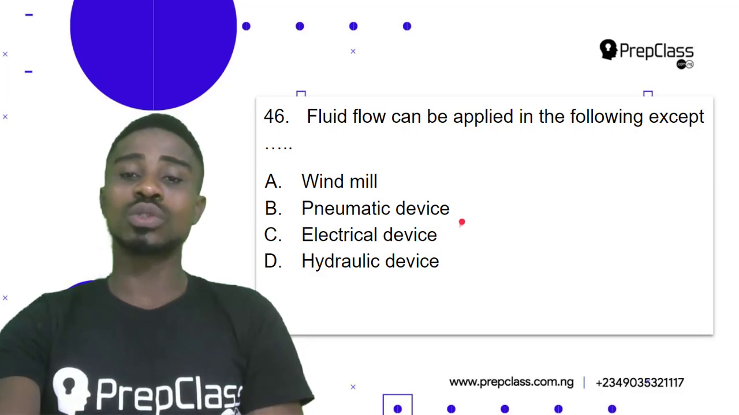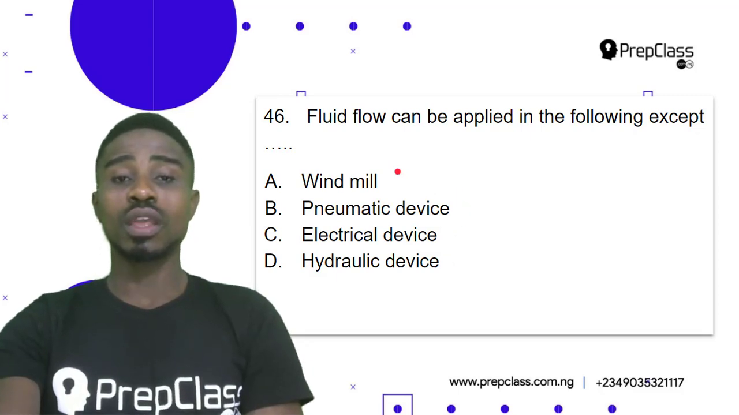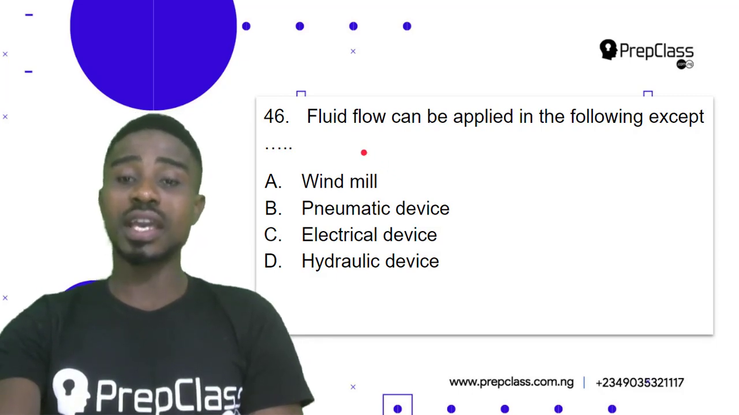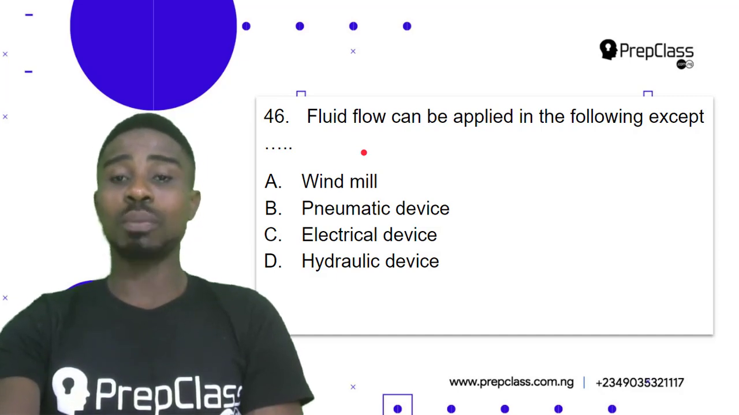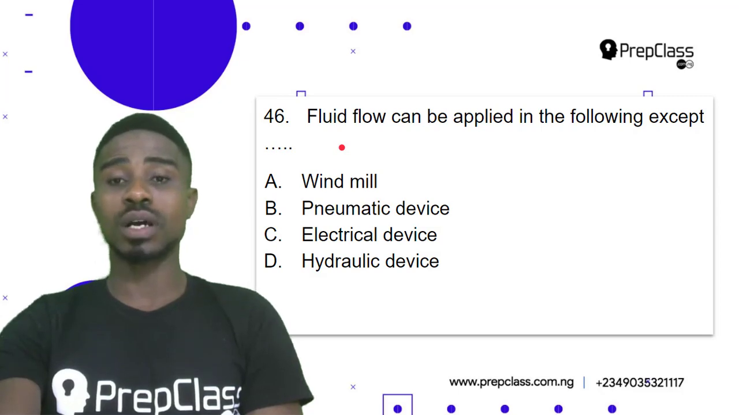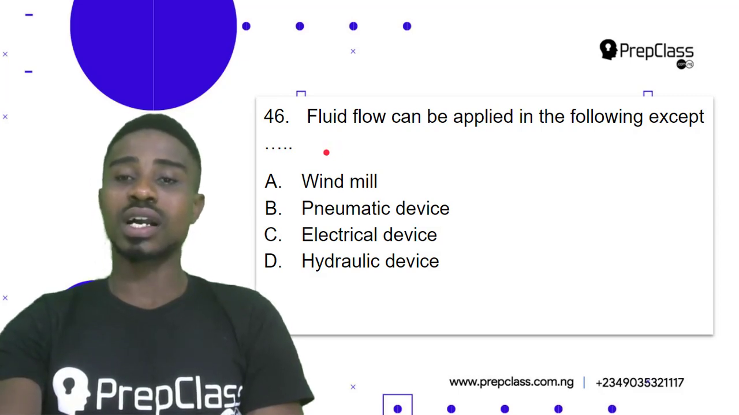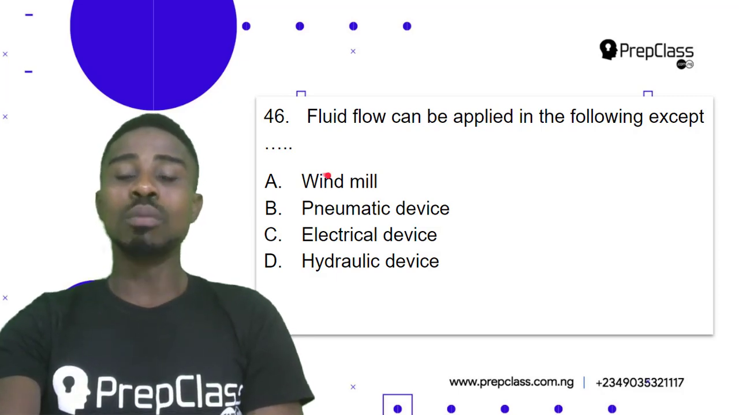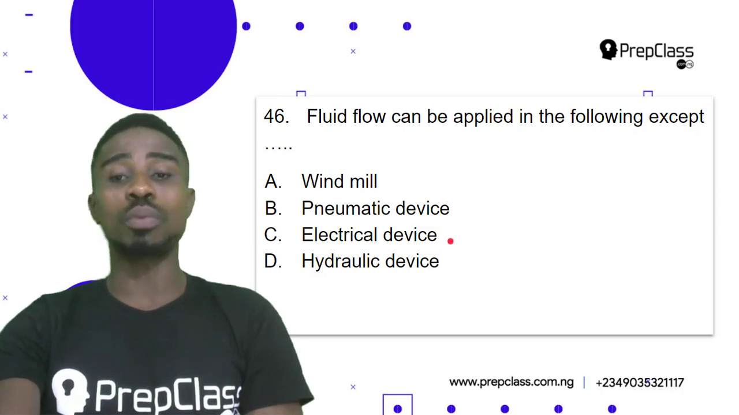Now, you first have to say, what is a fluid? A fluid is a state of matter that can flow, and that will be air and liquid, both are matter that can flow. Likewise, plasma. So this state of matter can actually flow. They are fluids. So when you say fluid flow can be applied in the following except, it means most of these devices use the flow of fluid for their operation.